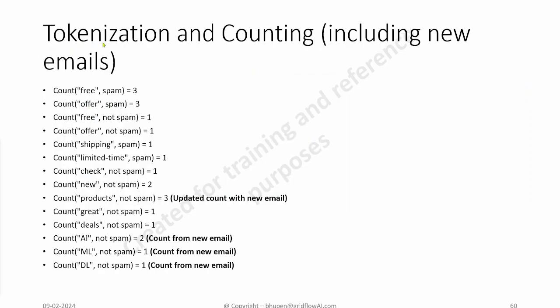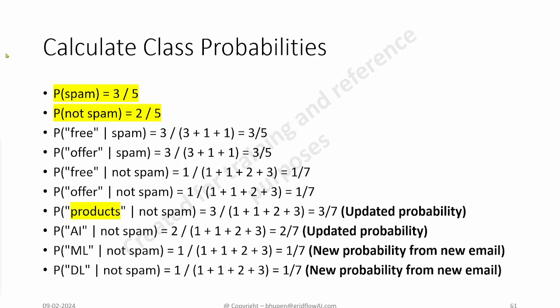So likewise, in the previous case, in this also we're going to tokenize and count the frequencies. So we have all these frequencies here. And notice the frequency for the word products is now 3 because we have the new mail which has the word product. Now these words are not in the previous set, so these are new words anyway. So compute the class probabilities, the spam and not spam, depending on how many new samples you have. So you're going to compute that.